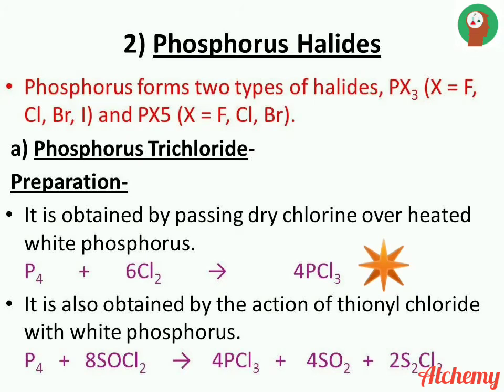Next we will study phosphorus halides. Phosphorus forms two types of halides, PX3 and PX5, where X is any one of the halogens like fluorine, chlorine or bromine. First we will learn about phosphorus trichloride, that is PCl3. It is obtained by passing dry chlorine over heated white phosphorus. The equation is P4 plus 6Cl2 gives 4PCl3. It is also obtained by the action of thionyl chloride with white phosphorus.